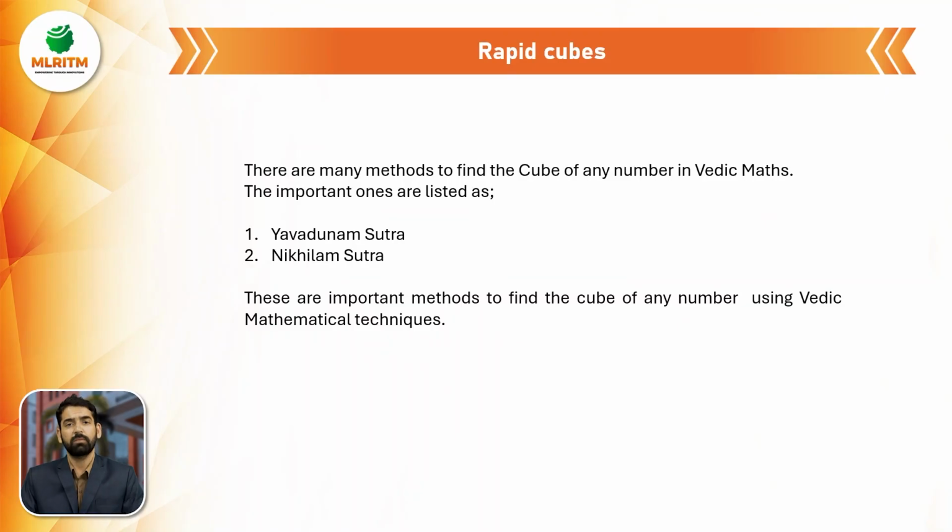But the most important ones here are the Yavadunam Sutra and Nikhilam Sutra. These are the two most important methods as per our curriculum. Even though only one of the methods is discussed as per our curriculum, Yavadunam Sutra, we will go through both of them as they are equally important to find the cubes of numbers.